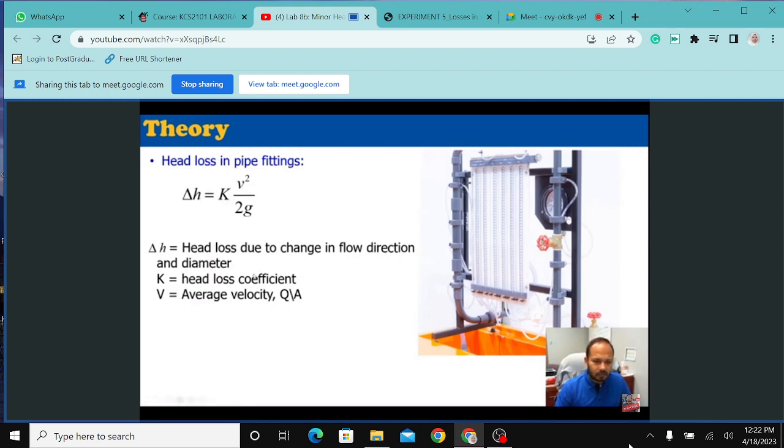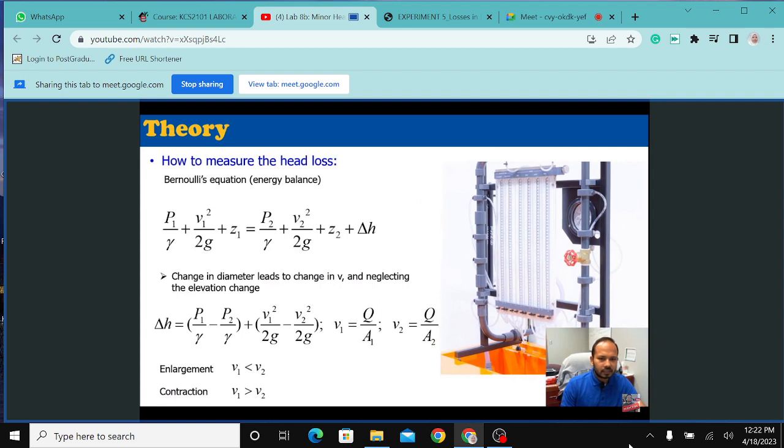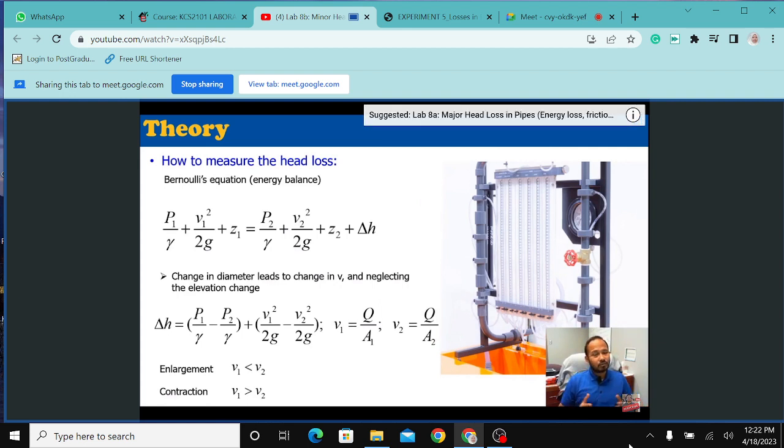So we can find the velocity if we can collect the water flow at the end over a certain period of time, and then if we know the cross-sectional area. So again, just a quick recap of how we measure the head loss, del H, in our system.